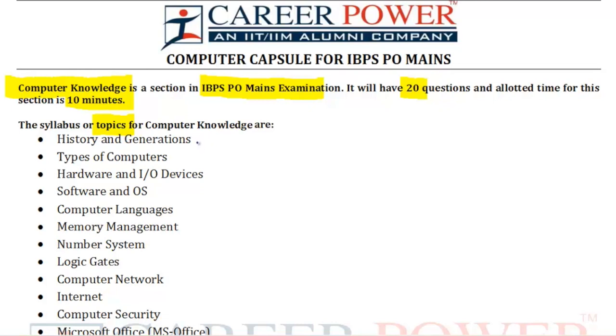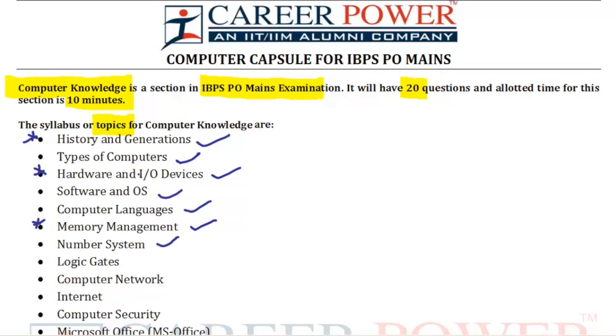The first we have is history and generations of computers. From history and generation, many questions are asked. That is why this is an important topic. Next we have types of computers and then hardware and I/O devices. This is again a very important topic. And then we have software and operating system. Then we have computer languages and then there is memory management. Memory management is again an important topic as many questions have been asked.